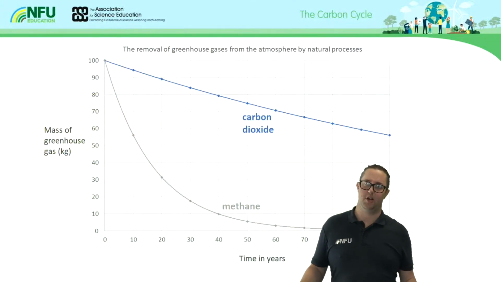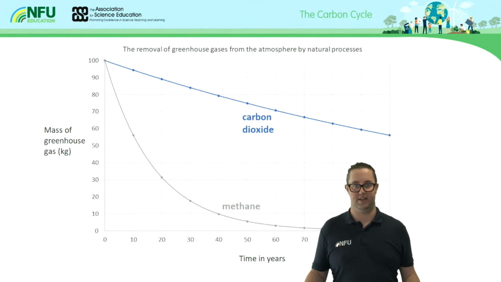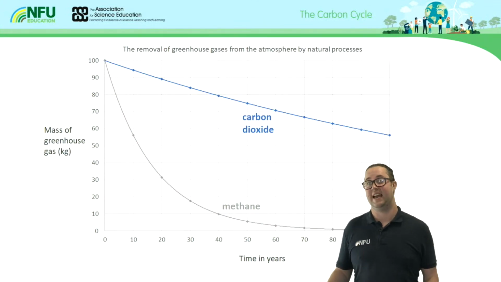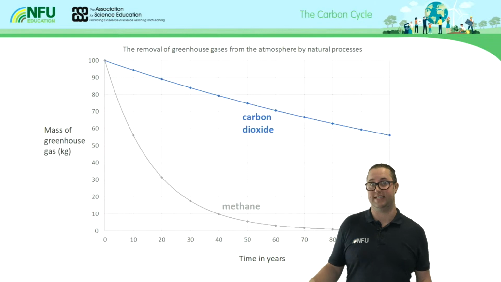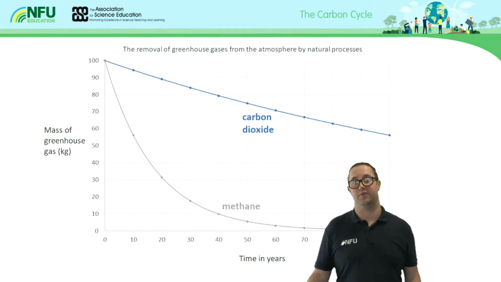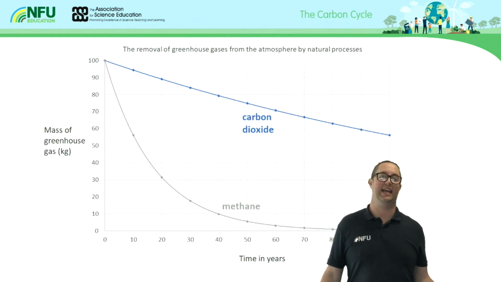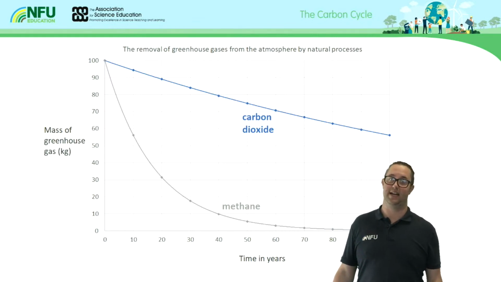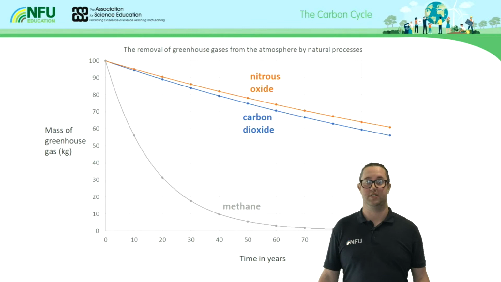Compared with methane, carbon dioxide lasts much longer in the atmosphere. You can see from this graph that after 40 years, 80% of the carbon dioxide released today will still be in the atmosphere. So even if we stop burning fossil fuels tomorrow, it will still take decades for carbon dioxide levels to return to their natural level. Nitrous oxide is another greenhouse gas which is long-lived.